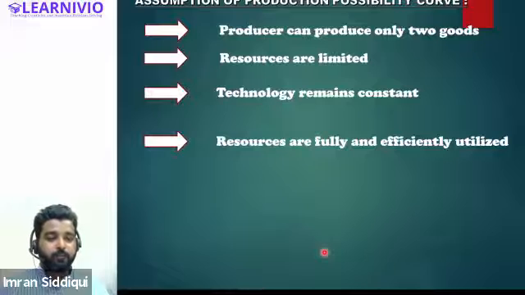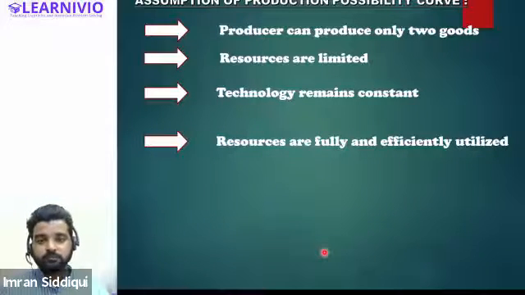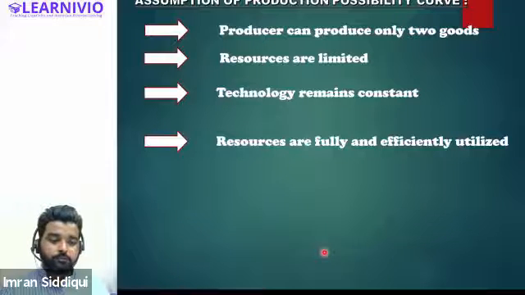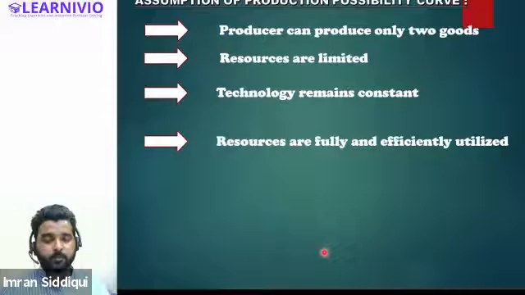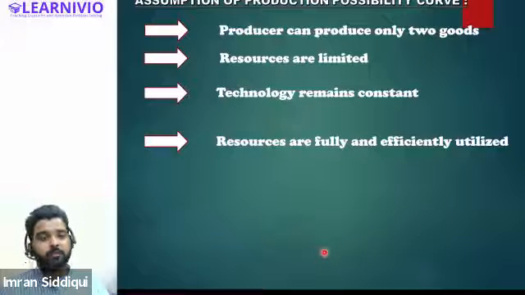Whenever we draw a production possibility curve, we always assume that the producer is using all of his resources. Suppose the producer has 10 machines and 20 laborers. So whenever we design different combinations and whenever we draw the production possibility curve, we will always assume that the producer is using all of the resources available with him.